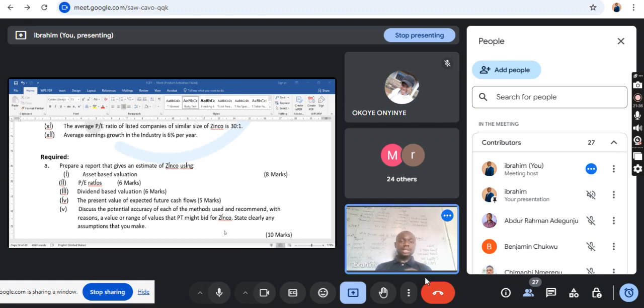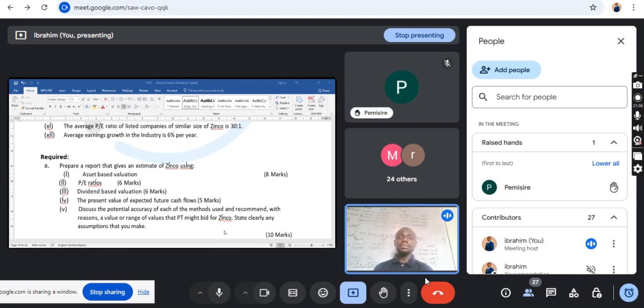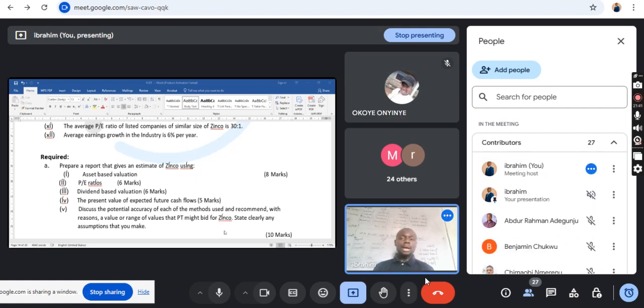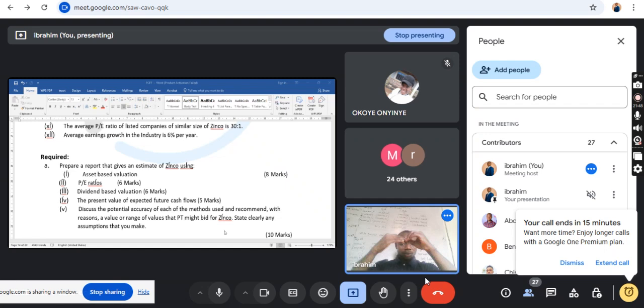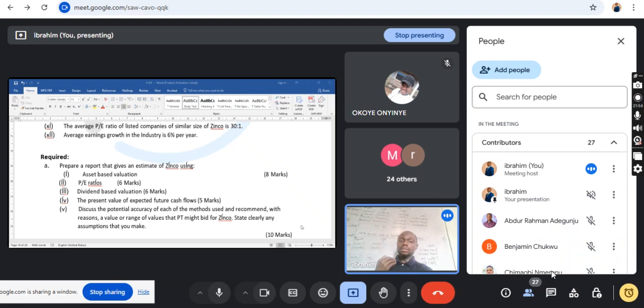This is 6 marks, right? So another thing is dividend-based valuation. Don't forget, in valuation of a business, what you want to determine is the current value, either you say market price or the value. So we should also use the dividend-based valuation approach. That is 6 marks.